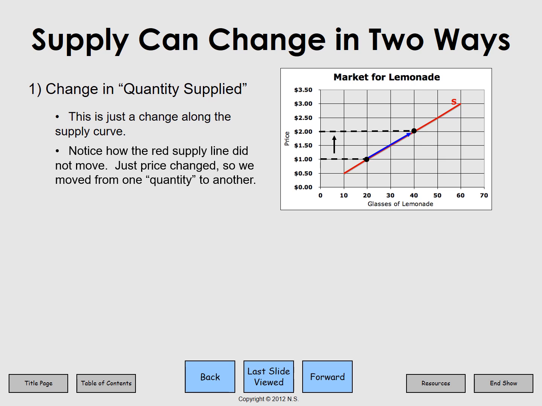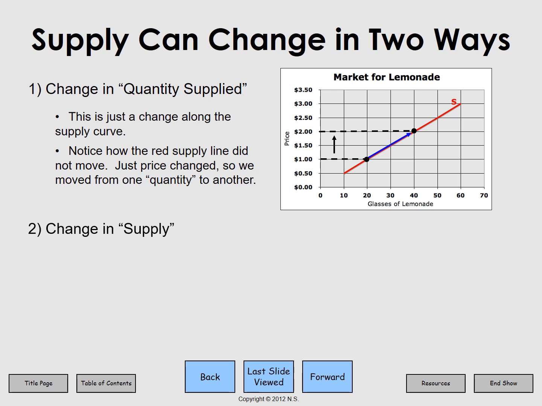20 glasses times $1, I'm making $20. 40 times $2 is $80. So in this scenario, by shifting the price up, it's going to be more money for me, $80 compared to $20. Remember, we assume that we're going to sell everything that we make. We haven't put the demand line on this graph yet.